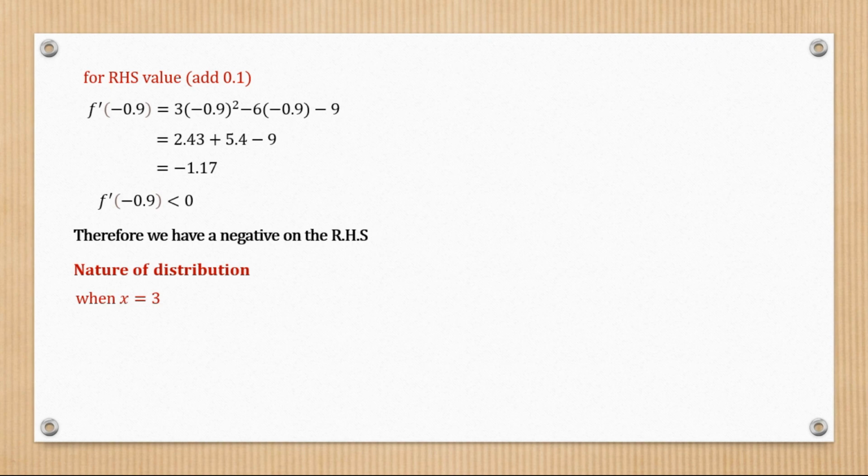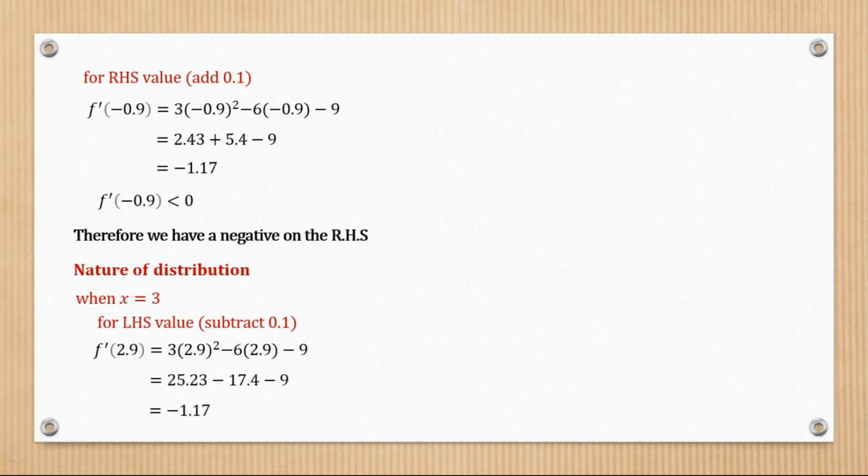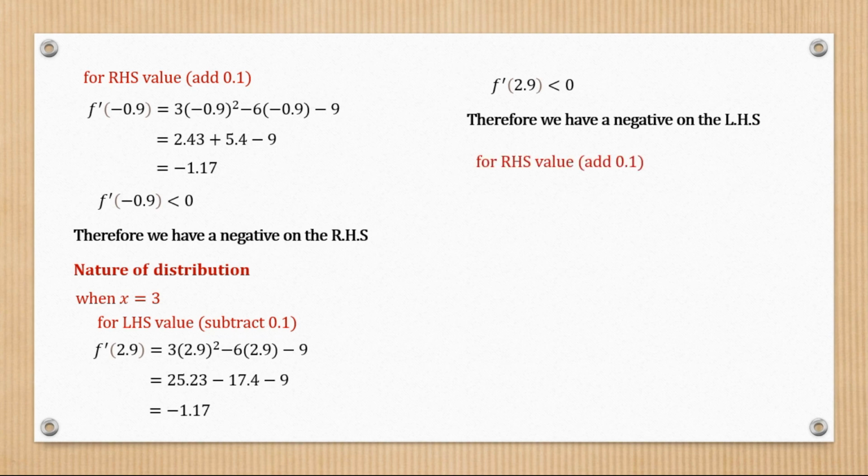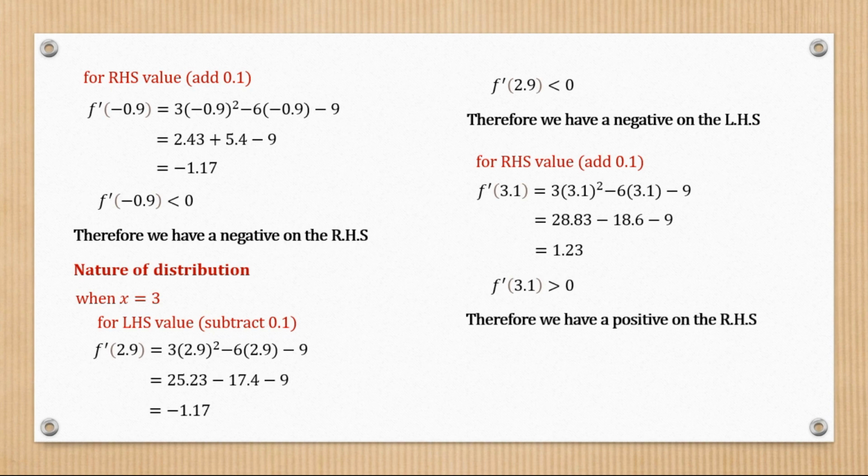Let's look at the nature of distribution when x is equal to 3. For the left hand side value, I'm going to subtract off 0.1. So 3 minus 0.1 will give me 2.9. Plug that into the main equation for the derivative of f(x). So I'll have negative 1.17, which is a value less than 0. Therefore we have a negative on the left hand side. Now for the right hand side value, I'm going to add 0.1 to 3. So I have 3.1. Put that into the derivative of f(x) and I'll get 1.23, which is greater than 0. Therefore we have a positive on the right hand side.